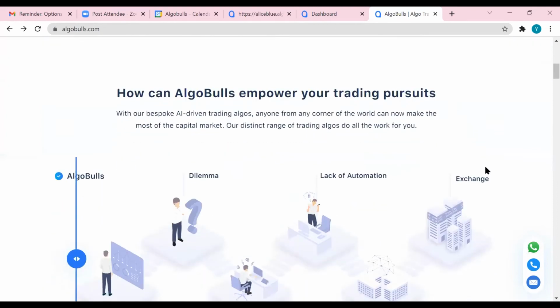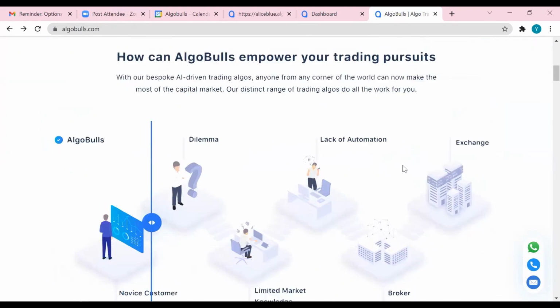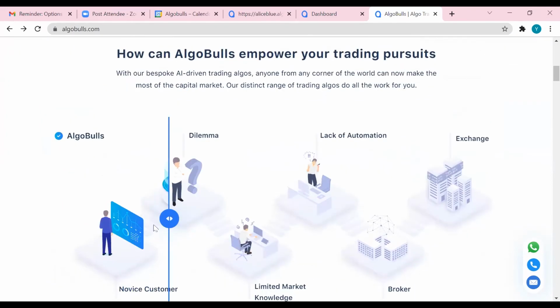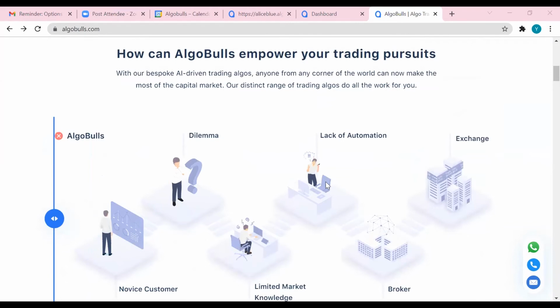Apart from that, when we talk about algorithmic trading, it is really complex. There are many different challenges which come to your mind even before starting with algorithmic trading. You think that it's a really challenging space. There's a lack of automation. Sometimes there is very limited knowledge on how to code in Python, how to code in PineScript, how to do the strategy part, how to link with brokers' APIs, and how to connect those brokers to the exchanges, etc. There are many regulatory issues.